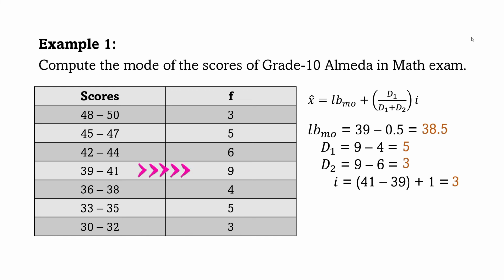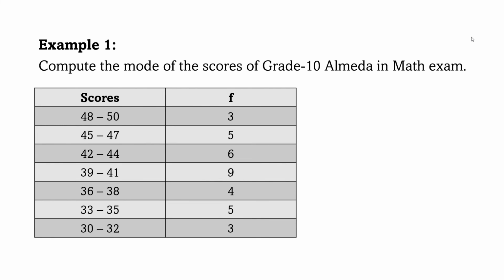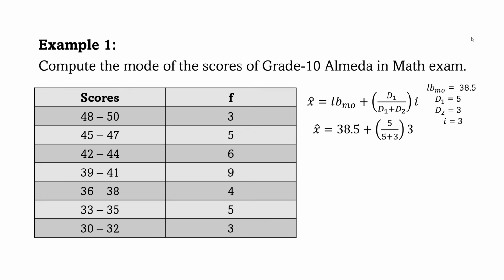Now, isa-substitute na natin yung ating mga given sa ating formula. So, we have mode is equal to LB sub M plus D1 divided by D1 plus D2 times I. Ang lower boundary natin ay 38.5, ang D1 natin ay 5, ang D2 naman natin ay 3, and ang I natin or yung interval natin is 3. So, we have 38.5 plus 5 divided by 5 plus 3 times 3.